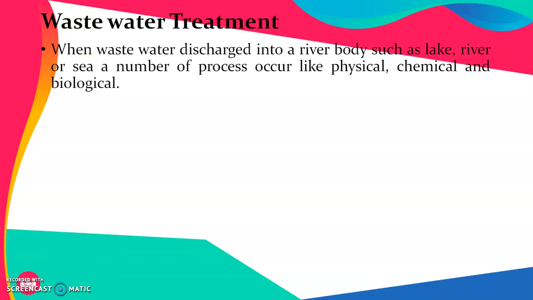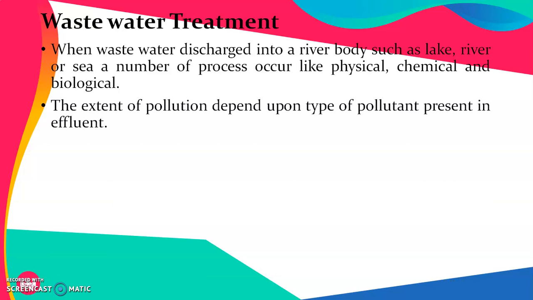So, wastewater treatment. When wastewater is discharged into a water body, such as a lake, river or sea, a number of physical, chemical or biological processes occur. These processes generally result in the degradation or pollution of the water bodies in which the wastewater is discharged. The extent of pollution depends upon the type of pollutants present in the effluent. Effluent means the wastewater that has been discharged into the water body.